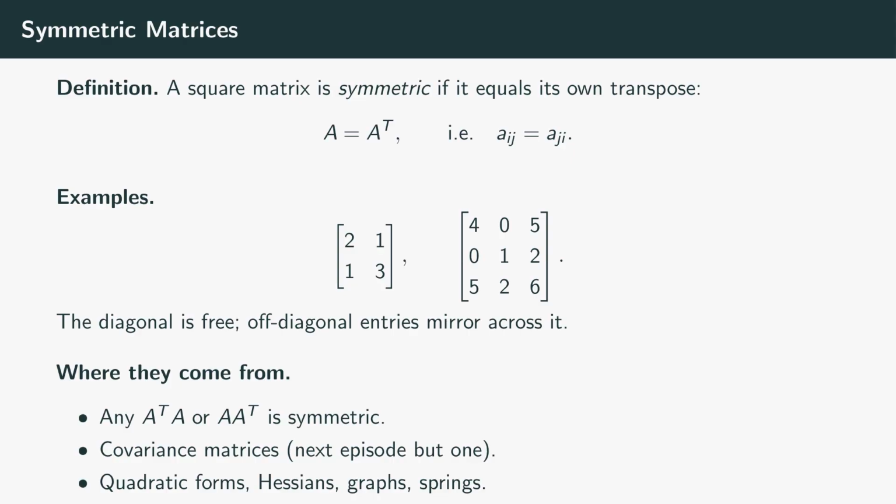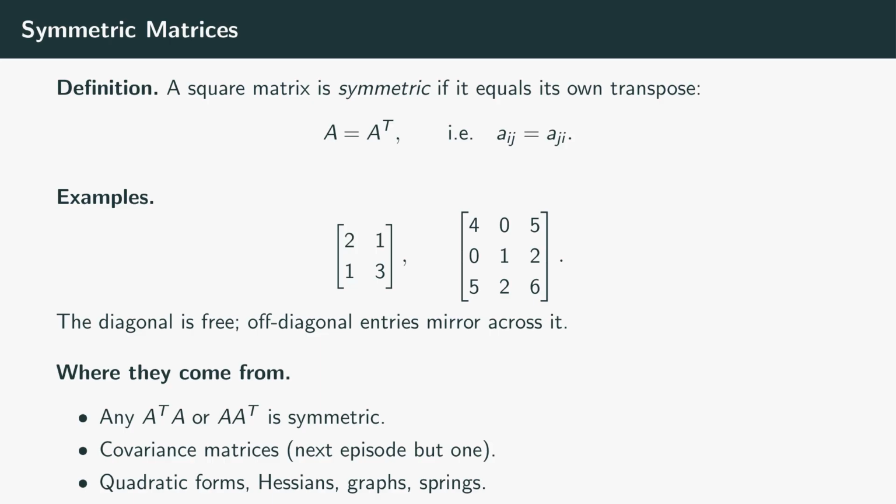Let's pin down the object. A square matrix is symmetric when it equals its own transpose. Concretely, that means it is a mirror image across the main diagonal. The entry in row i, column j equals the entry in row j, column i. The diagonal entries can be anything, but each off-diagonal entry has to match its reflected partner. So a 2x2 with a 2 and a 3 on the diagonal and a 1 in both off-diagonal slots is symmetric. Why care about this family?